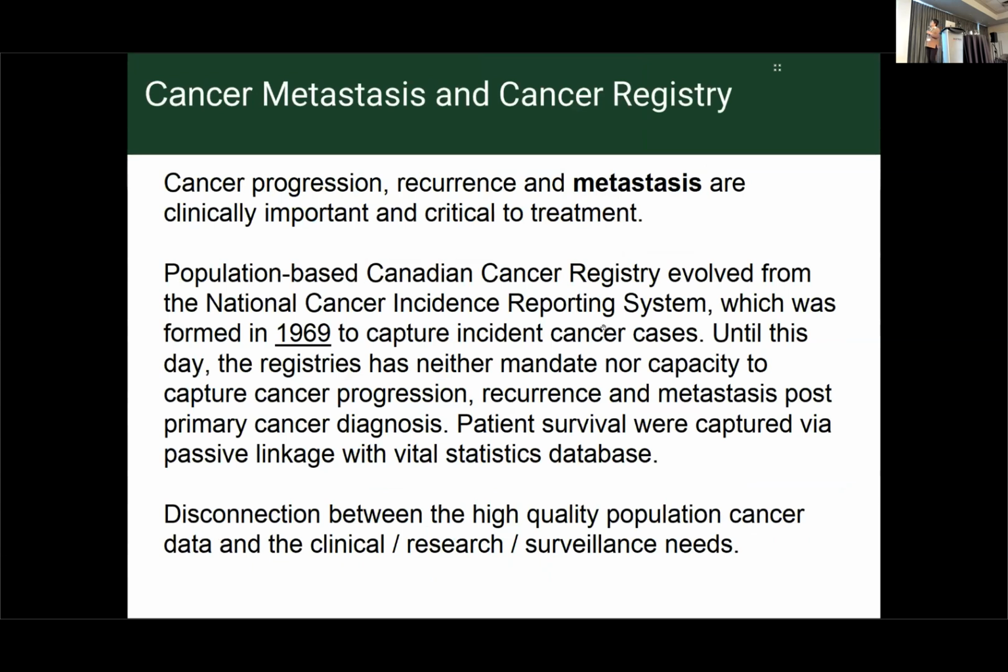My current ongoing work is on the cancer registry and cancer metastasis. Cancer progression, recurrence, and metastasis are clinically important and critical to the treatment. But the population-based Canadian Cancer Registry, formed in 1969 to capture incident cancer cases, to this day doesn't have the mandate or the capacity to capture cancer progression information. They don't have the metastasis information post their primary cancer diagnosis.